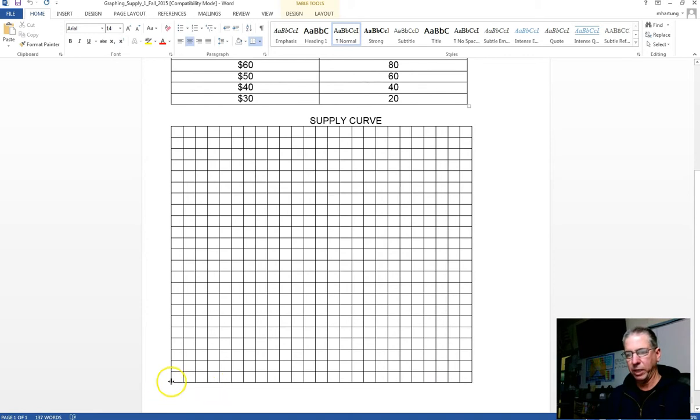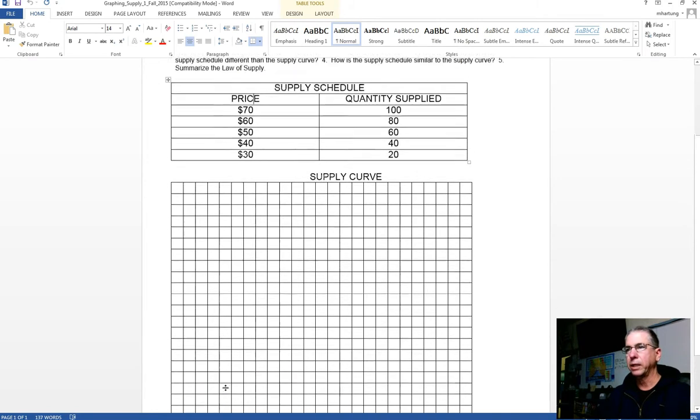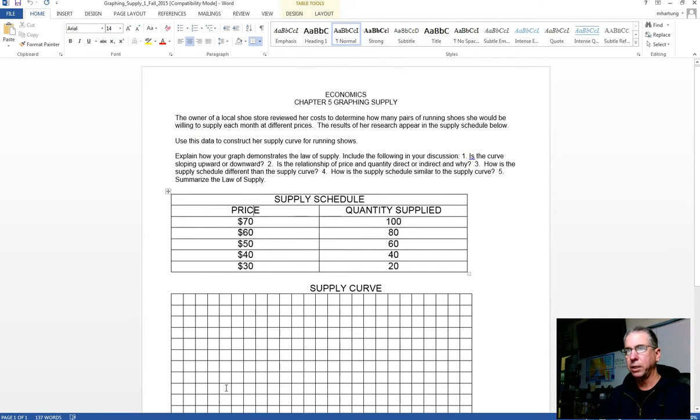Looks like you could skip about every 2. Let's see what that is. Skip 2. 20, 40, 60, 80, 100. I think you could skip 4. So work that out. Just use as much space as possible. And go ahead and create your supply curve. And then I will be around the room to help you out with that and take a look at it. And I will see you in the next exciting Room 8 video, Chapter 5, Supply.